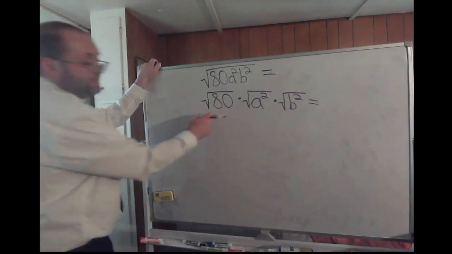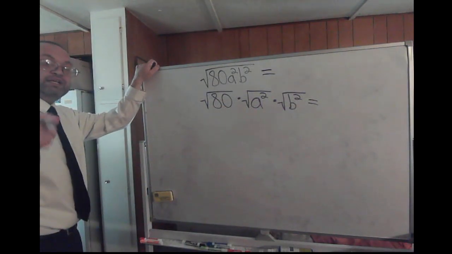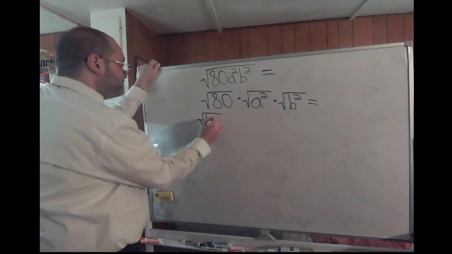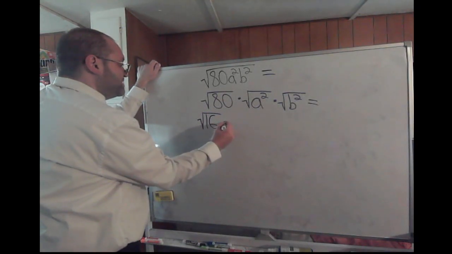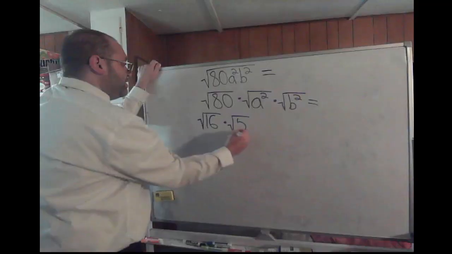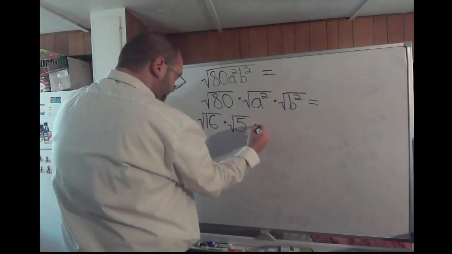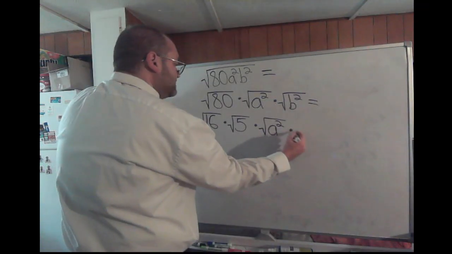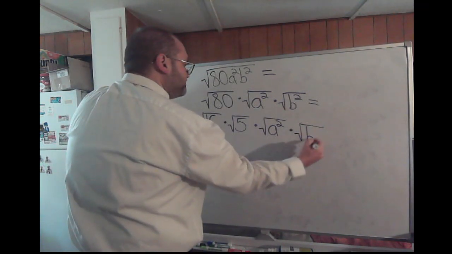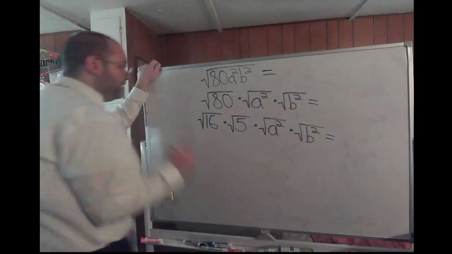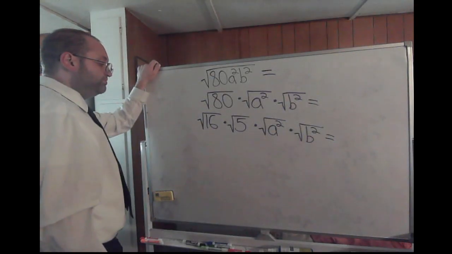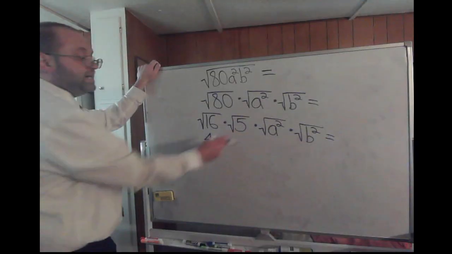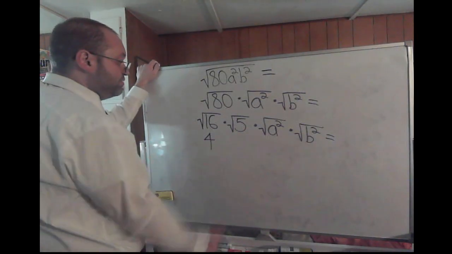Well, we know 80 is not a perfect square, but we can split it into 2 factors where at least one of them is. Well, that would be 16 and 5. So we could take the square root of 16 times the square root of 5 times the square root of a squared times the square root of b squared. Okay. Well, square root of 16, that's 4. Square root of 5, there's nothing we can do with that. That's not a perfect square.